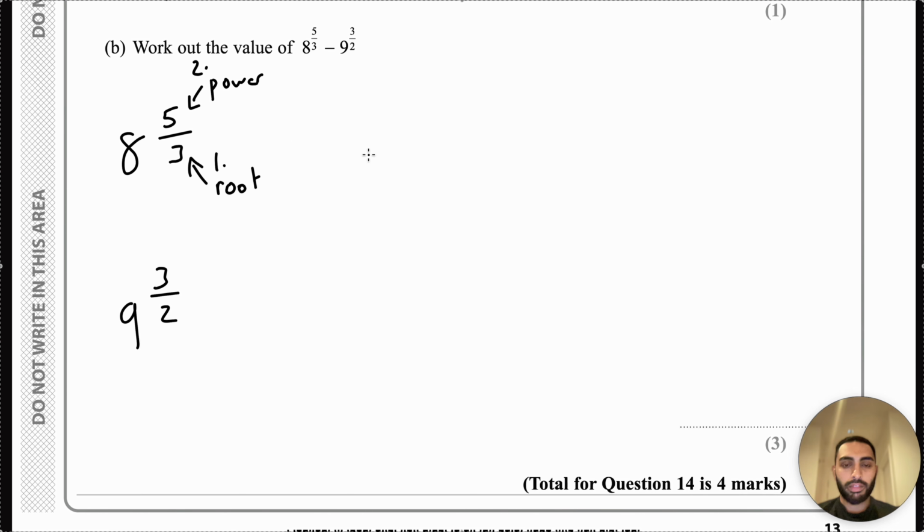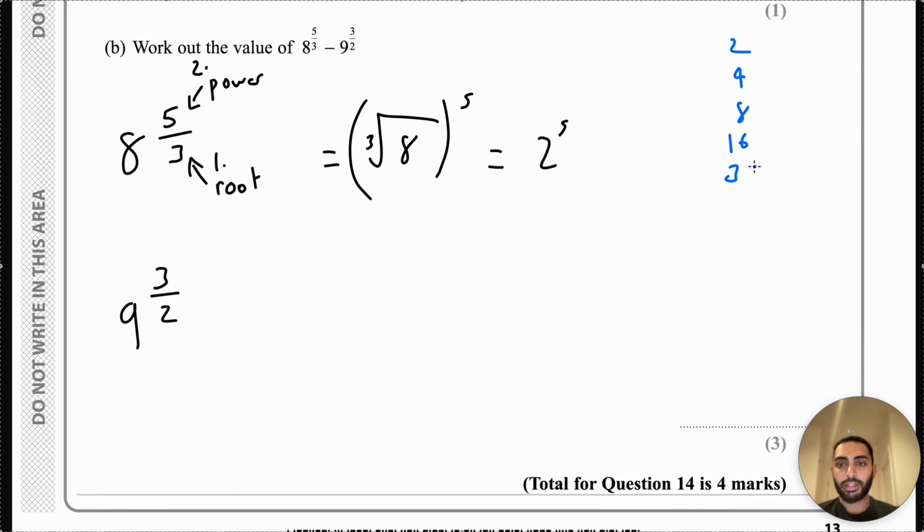So we're finding the third root of 8, so the cube root of 8, and then we're raising it to the power of 5. So the cube root of 8, you should know this, it's 2, because 2 times 2 times 2 would give you 8. I need to do 2 to the power of 5. So I'm just going to write out my powers of 2. So 2 to the power of 1 is 2, 2 to the power of 2 is 4, and just keep doubling it, 8, 16, and 32. So 2 to the power of 5 is 32.